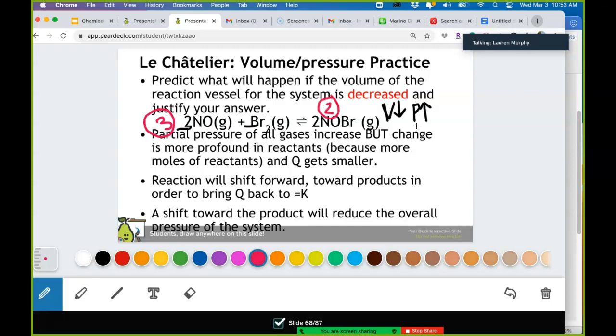So if I increase pressure, the stress gets added to the side with more moles of gas. So I've increased this side more. Now, that's not to say that this side doesn't get stressed. It just doesn't get stressed as much as the other side. So if the majority of the stress is over here, I'm going to shift to the right to alleviate that stress and let this drop down a little bit and let this go up.